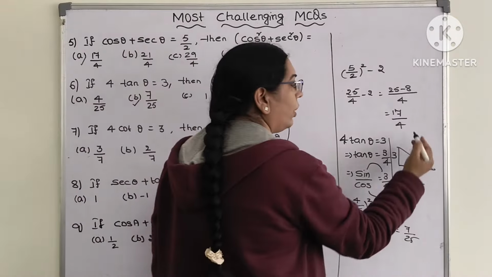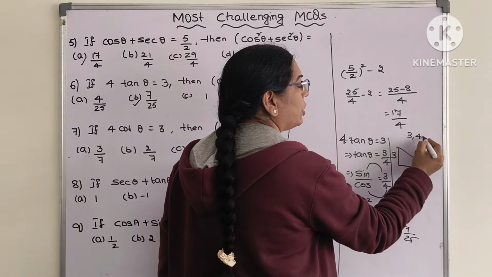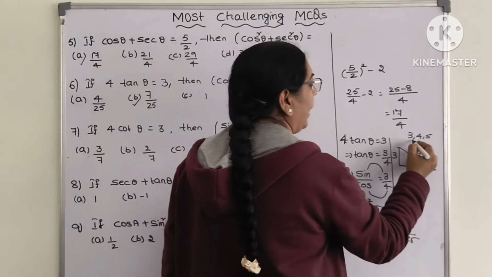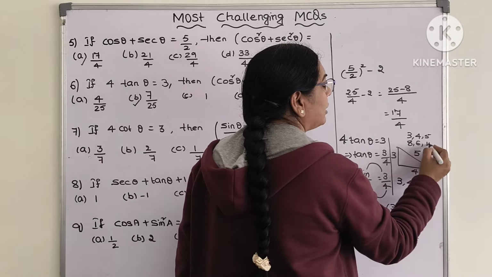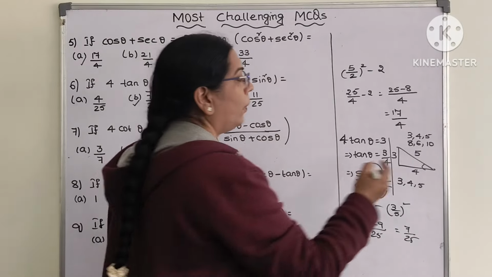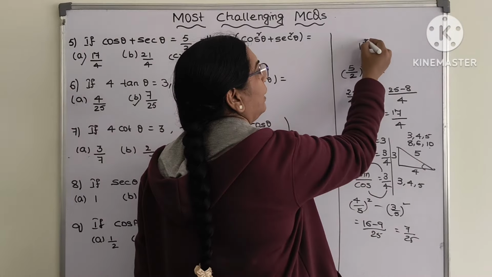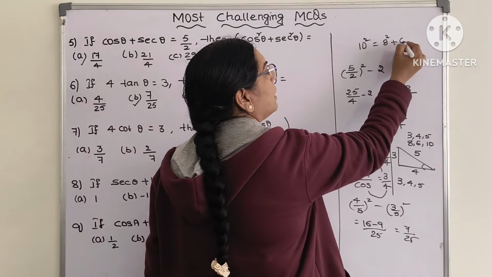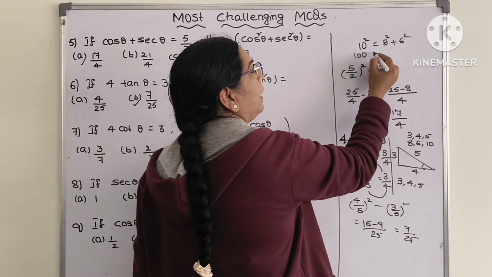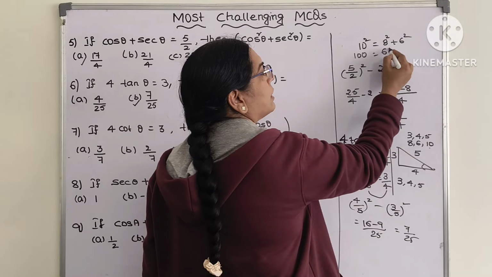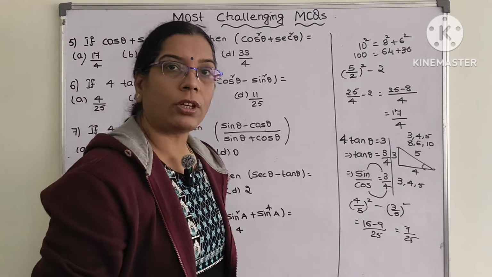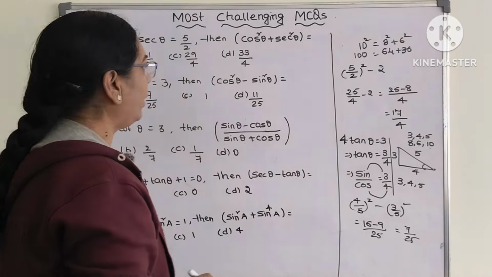So 3, 4 and 5 are the Pythagorean triplets, children. And what else do we have? You have 8, 6 and 10 as the Pythagorean triplets. Why? 10 square is 100. 10 square should be equal to 8 square plus 6 square. So 100 is equal to 8 8s 64 plus 36. So if you know a couple of Pythagorean triplets, it becomes easy for MCQs.